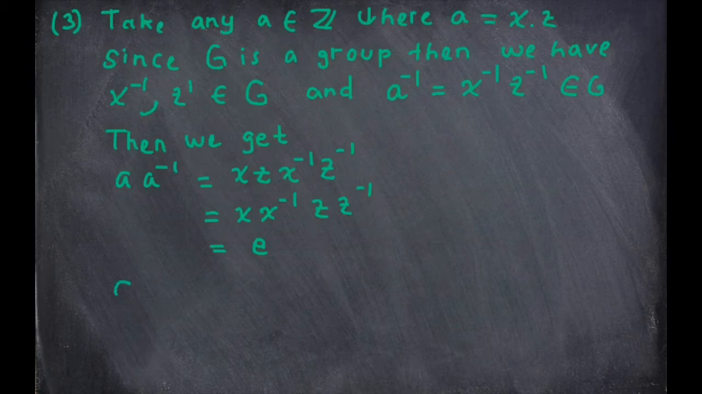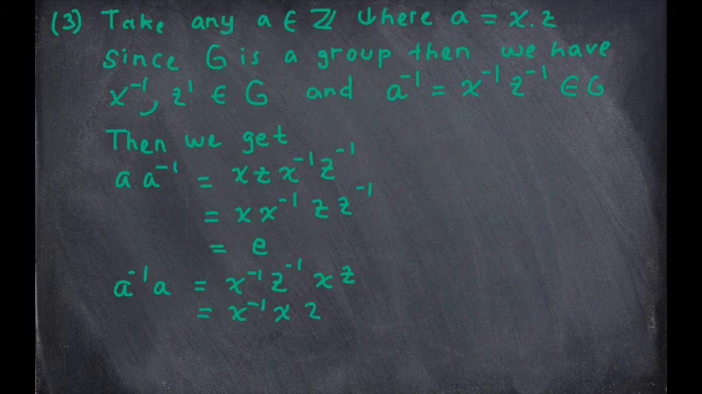And how about A inverse A? We have X inverse Z inverse XZ. So this is because the center commutes. The center commutes, so that's why we can swap Z inverse with X. So we have X inverse X Z inverse Z. This is also equal to E. So Z is closed for inverses.